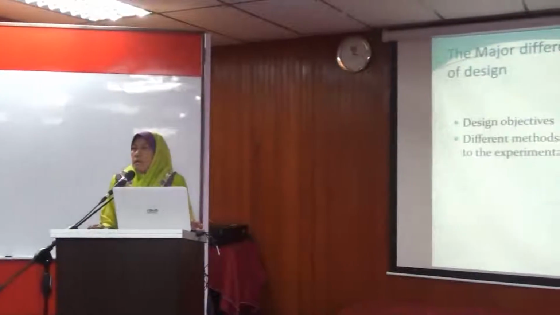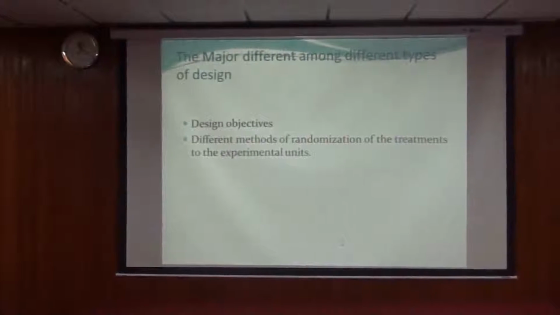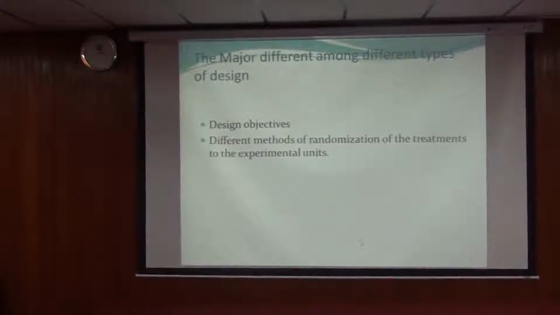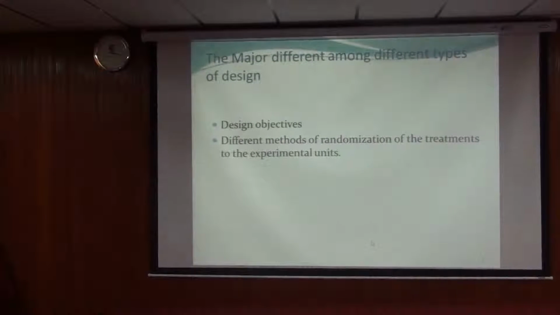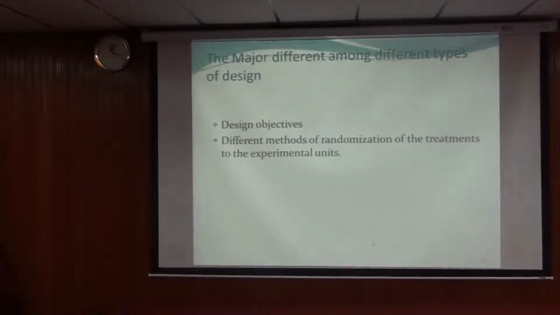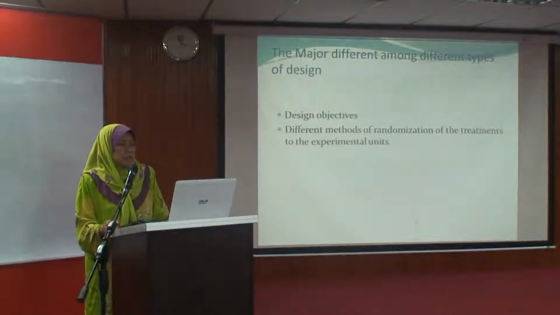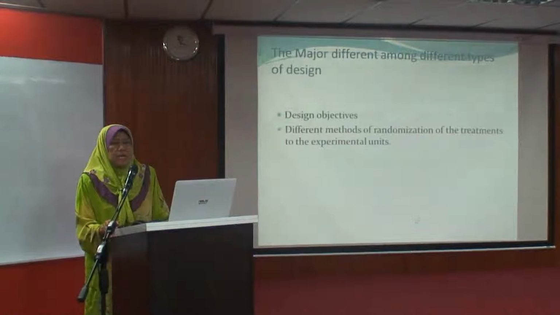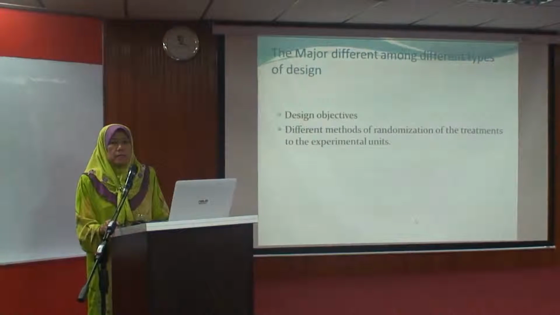Okay. Now, I want to highlight here, once you get the problem, you should know how to identify whether it is a random effect or fixed effect model, whether it is a completely randomized design, block design, or Latin square design, or many other designs that we want to discuss later. First, you must know how to differentiate different types of design. So here I want to highlight that the major difference among different types of design lies in the design objective and different methods of randomization of the treatments to the experimental units.